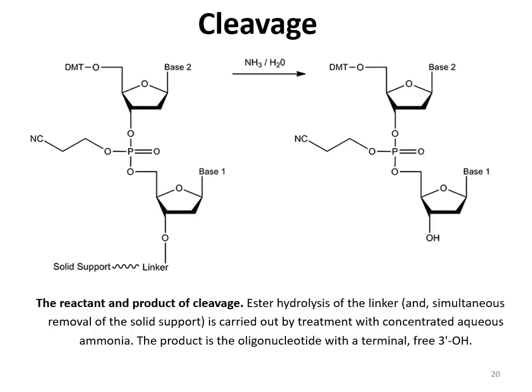Next is the cleavage. Cleavage is very easy. The reactant and the product of the cleavage have been written here. It is ester hydrolysis of the linker and simultaneous removal of the solid support. The solid support is attached to the oxygen, which is attached to the 3 prime carbon, and is removed by treatment with concentrated aqueous ammonia. The product is the oligonucleotide with the terminal free 3 prime OH. So we can see here that the terminal 3 prime OH is free now, and the solid support linker attached to the 3 prime carbon is removed. This process is called cleavage.